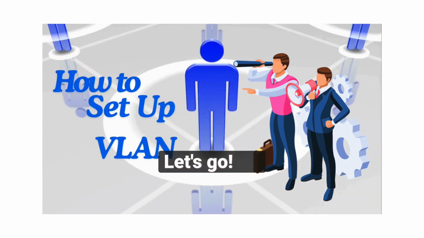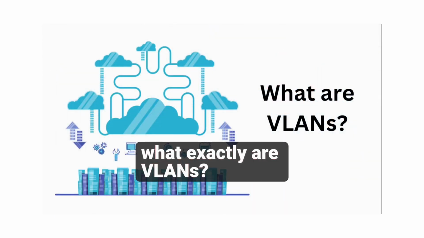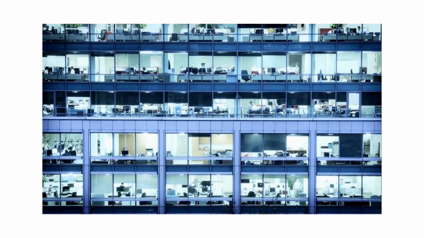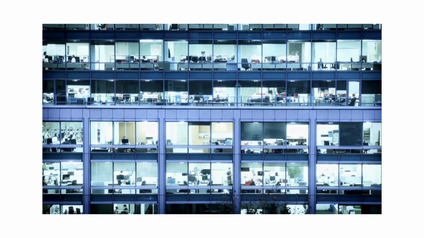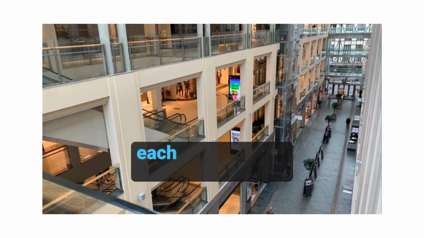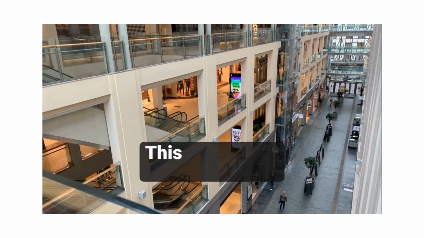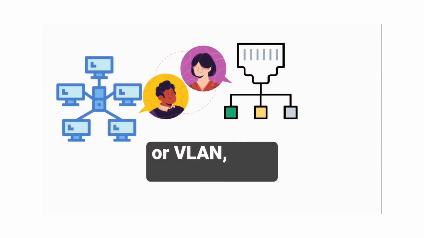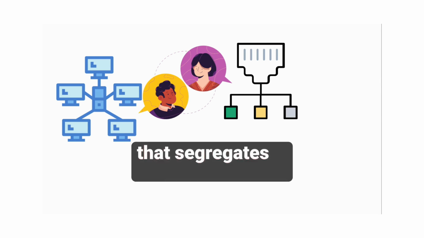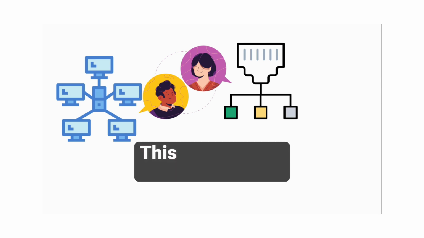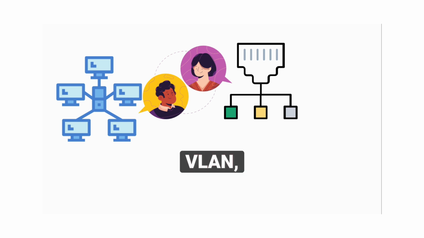Let's go! So, what exactly are VLANs? Imagine a big office building with different departments: HR, sales, IT. Each department needs to communicate internally but not necessarily with each other all the time. This is where VLANs come in handy. A virtual LAN, or VLAN, is a subgroup of a larger network that segregates devices based on their functionalities or departments. This means HR can have its own VLAN, sales can have theirs, and so on.